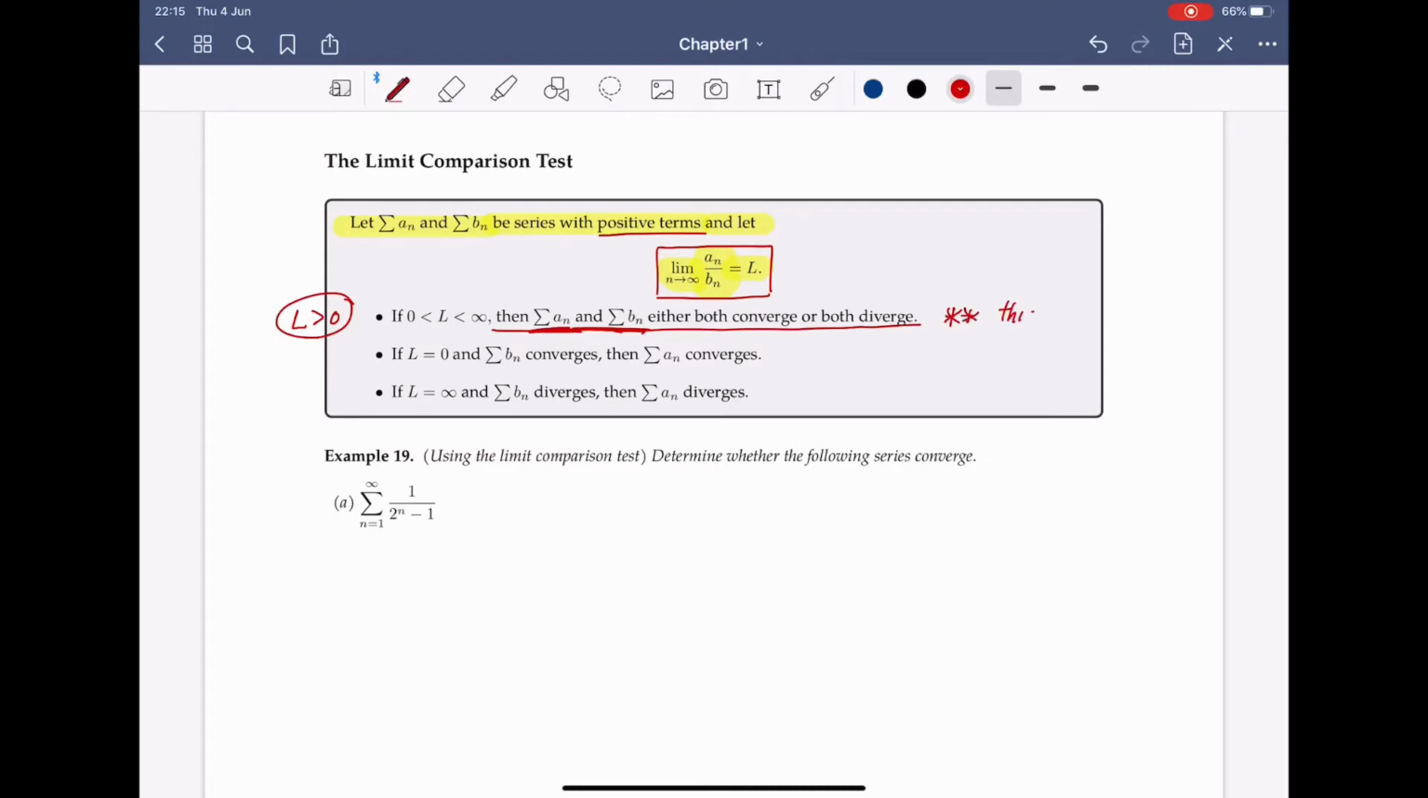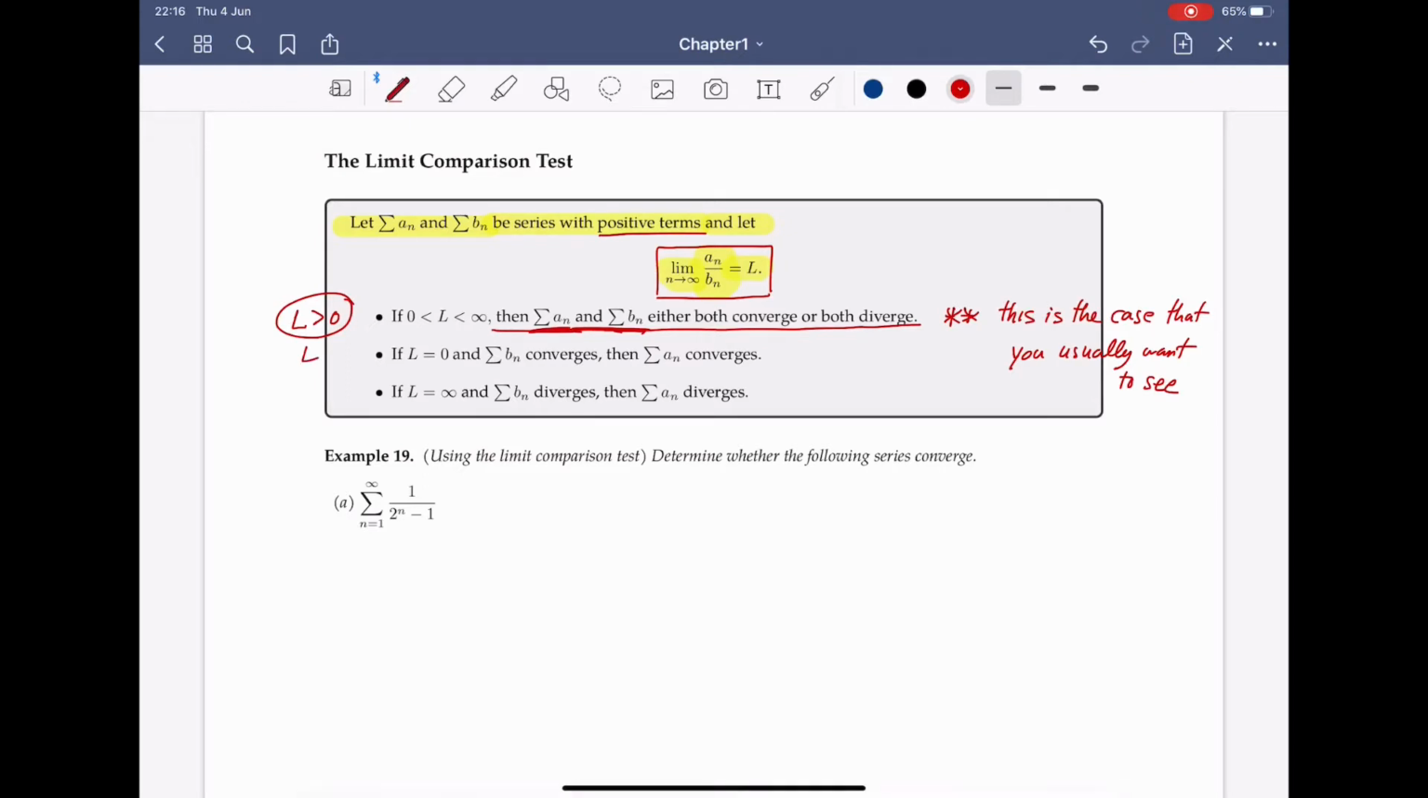This is the case that you usually want to see because it is easy. You want to get the value of L to be strictly positive. Once you have L greater than 0, your conclusion for summation a_n and summation b_n is the same. So you see that this is super easy to use in examples. If not, you have two other cases.